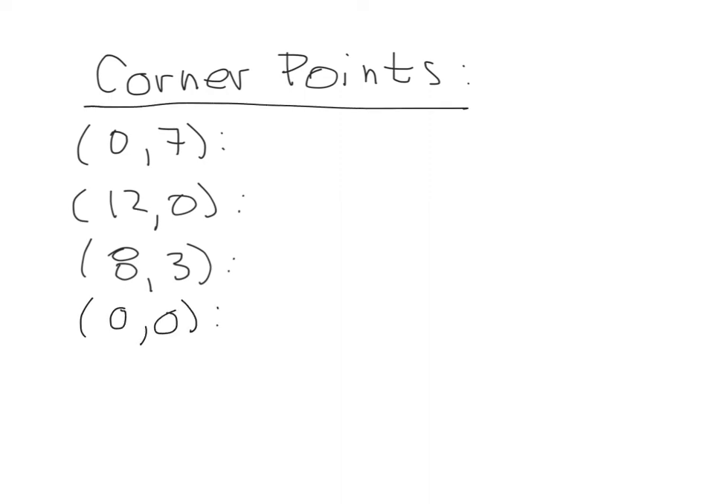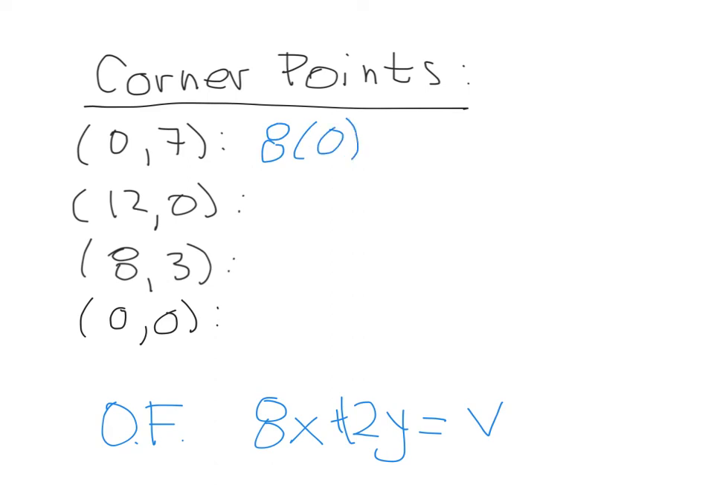Once we've solved for the corner points of the feasible set, it's our last task to sub those into the objective function that we found at the beginning. Our objective function was 8x plus 12y equals our volume. So let's see what our volume would be at each of these corner points. At the first one, we've got 8 times 0 plus 12 times 7 equals, okay, 8 times 0 is 0, plus 12 times 7 gives us 84 items that we could store.